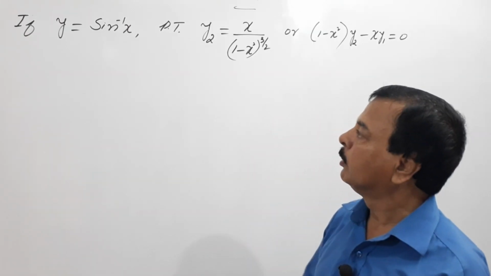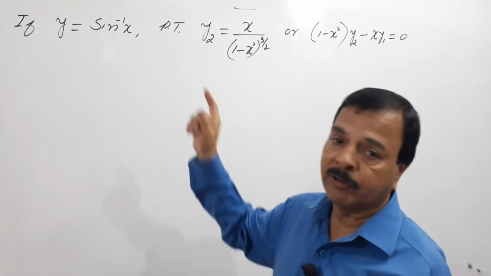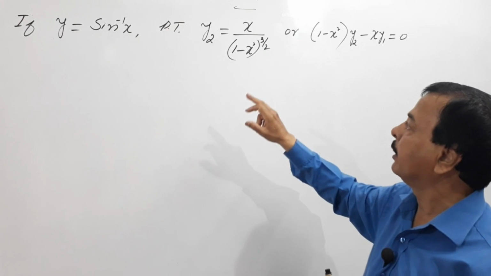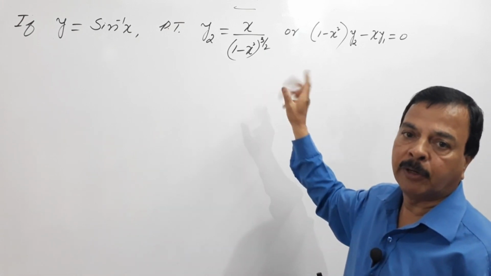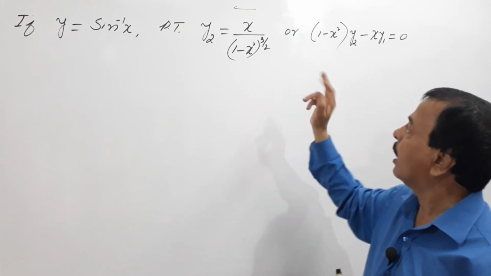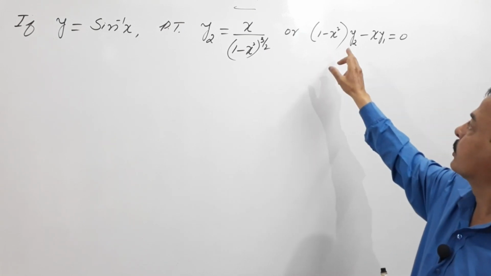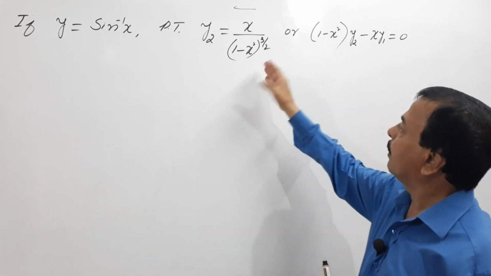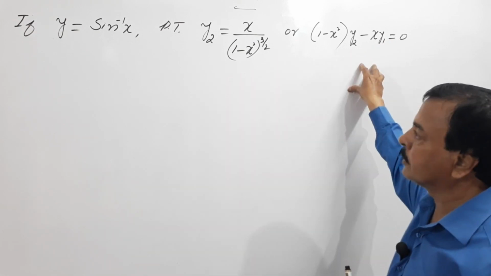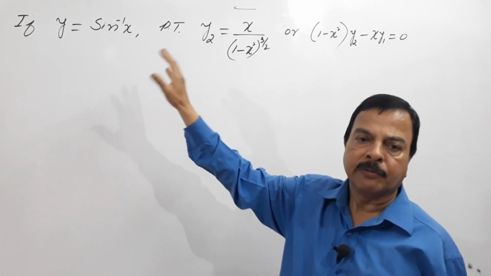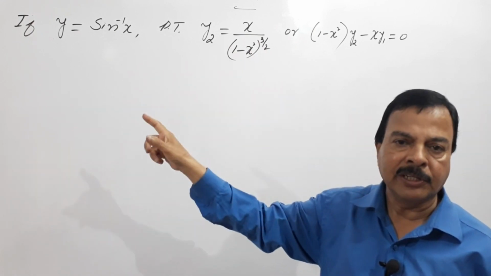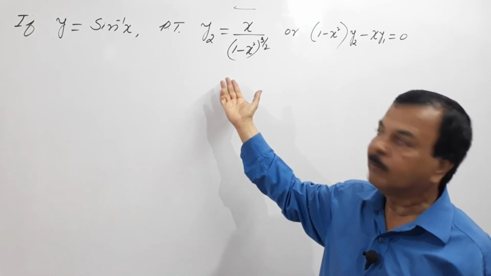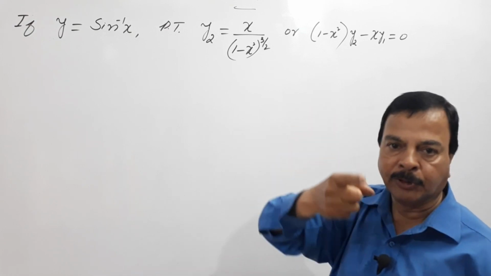Students, we have a problem. If y equals sin inverse x, prove that y2 equals x divided by 1 minus x square to the power of 3 by 2. Or sometimes the question is asked like this: 1 minus x square into y2 minus x y1 equals 0. Either they may ask you to prove like this or like this, but the problem is very simple. Let's differentiate this. If you know differentiation, you can easily prove this, but for this you have to use a little trick which I am going to teach you now.